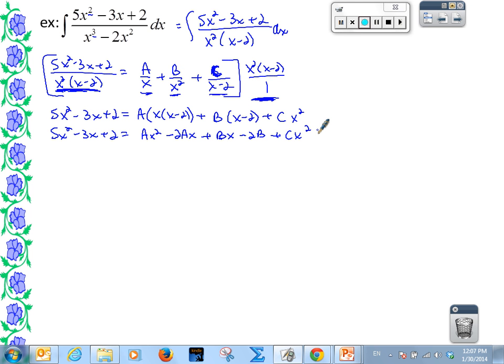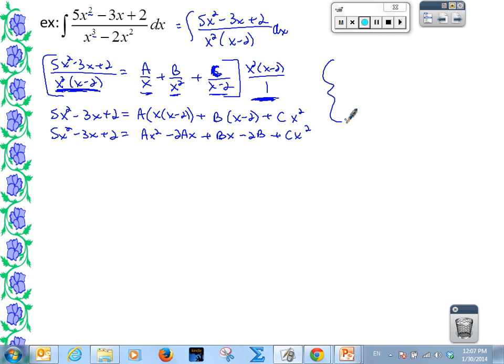Now I'm going to set up my system of equations. I usually put them in a little bracket just to set them apart so that I can follow my work. And I normally don't mess with the original system that I set up here.